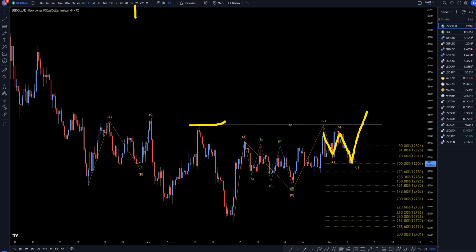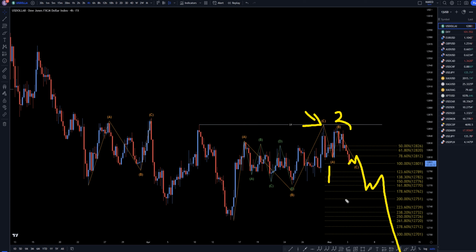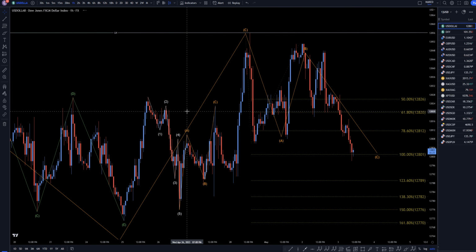Now, there's also a possibility this is a 1, 2, 3, especially if this right here really is the end of an ABC correction. If that's the case, then this is probably just going to keep on trending down like that, making lower lows, lower highs, all part of a big wave 3. So let's take it right down to the 1 hour time frame.